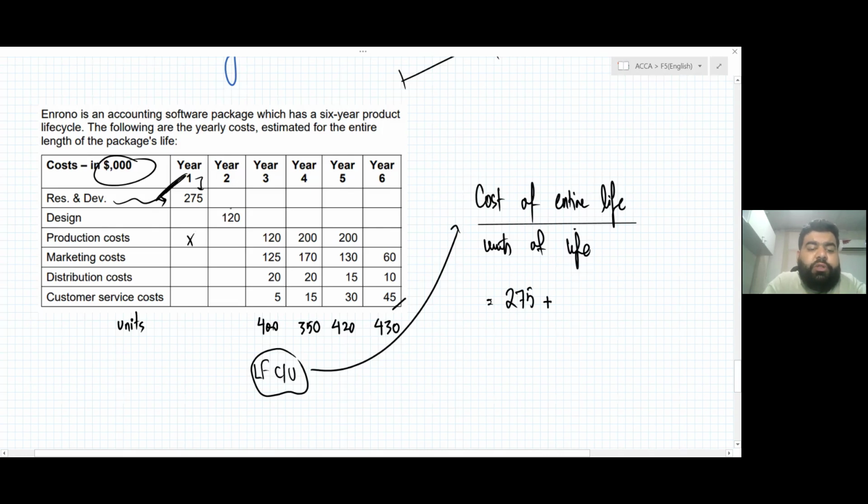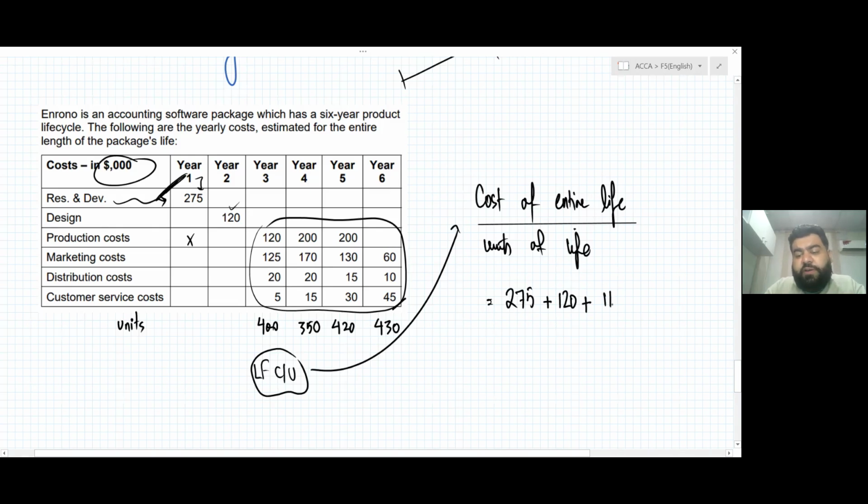After that, in year 2, there was a design cost of 120. We'll add that as well, plus all these costs we will add, like 120 plus 200 plus 200 plus 100. Let me calculate it completely. Okay, so 120 plus 200 plus 200 plus 125 plus 170 plus 130 plus 60 plus 20 plus 20 plus 15 plus 10 plus 5 plus 15 plus 30 plus 45.